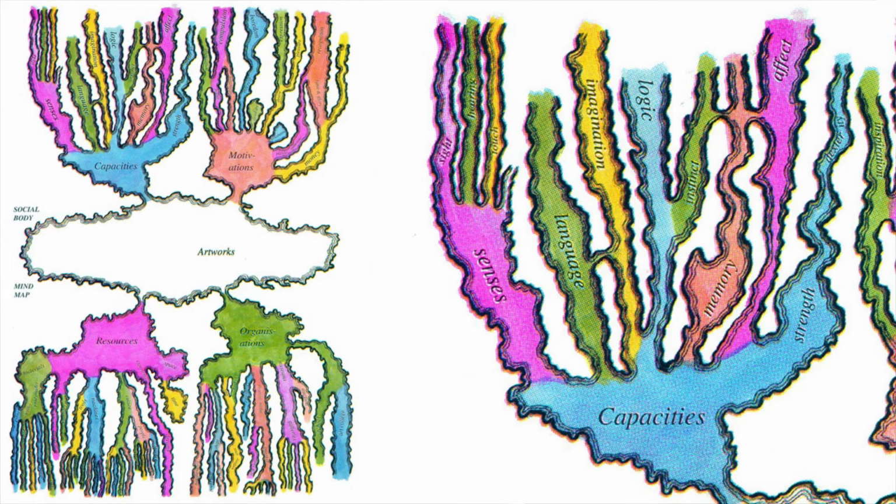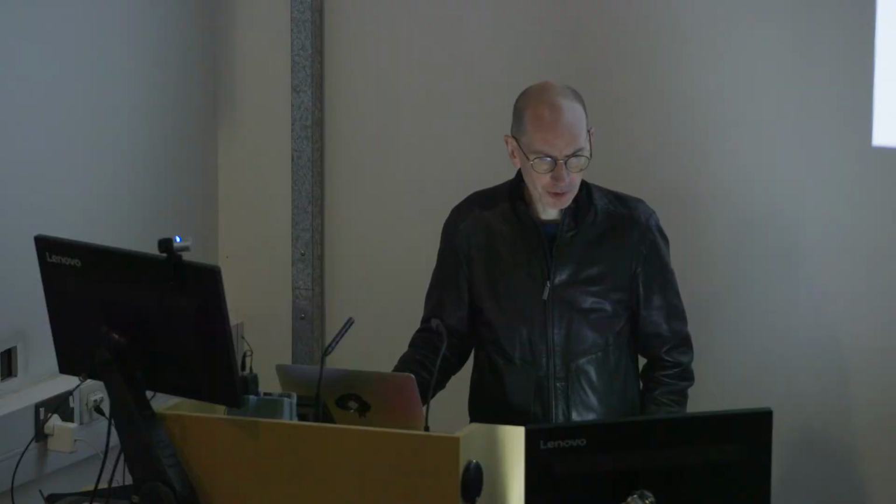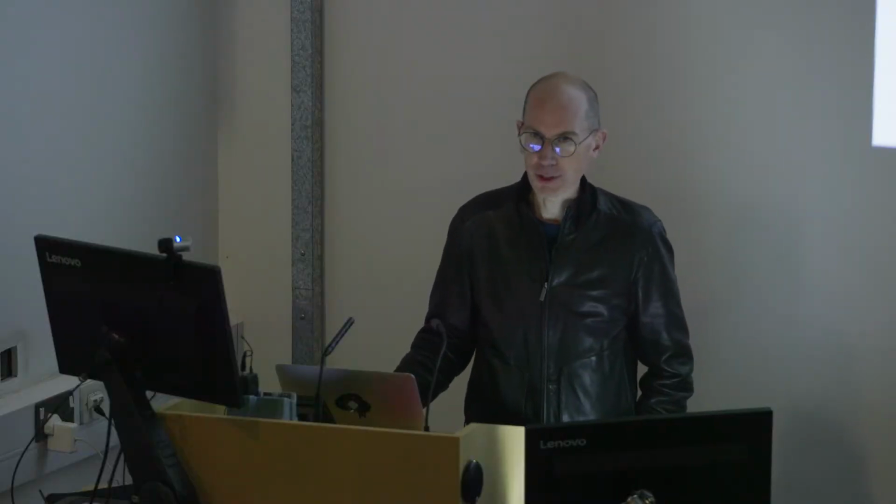And the central schema for the social body mind maps, which was quite a boring chart in a way, a kind of table, a grid, I then elaborated into this, which is something much more aesthetic. So the artworks reside in the middle, and then the various capacities, motivations, resources, and organizations are charted almost like some kind of natural formation.